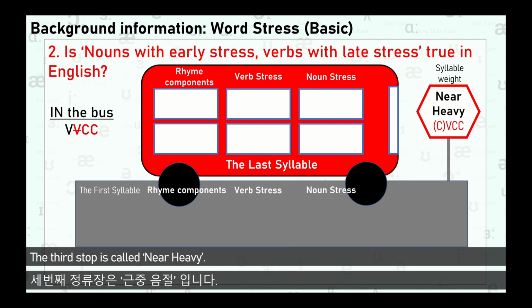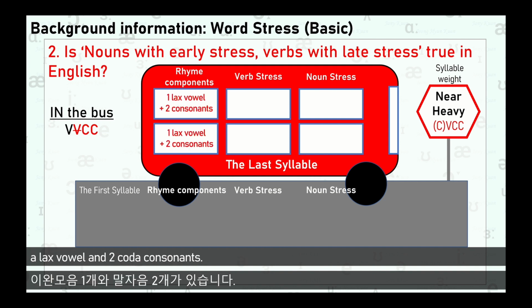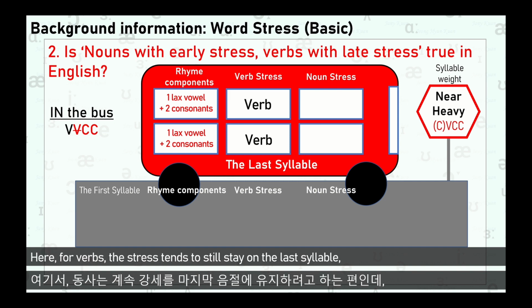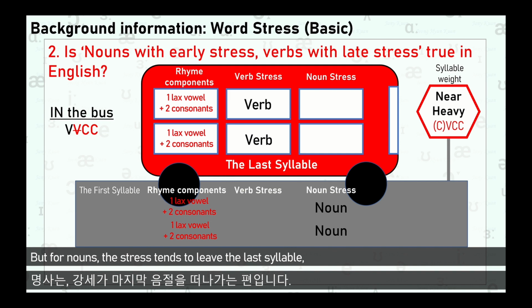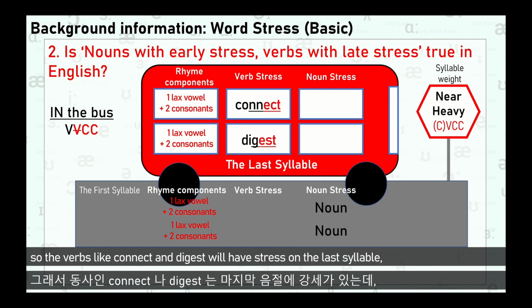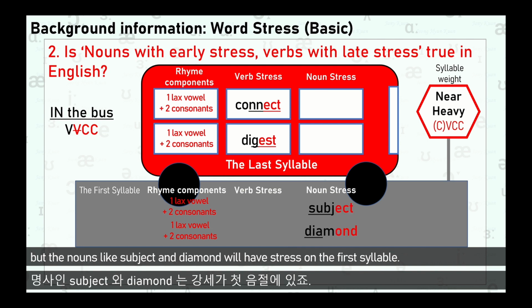The third stop is called near heavy. Rhyme components of the near heavy syllable can be a lax vowel and 2 coda consonants. Here for verbs, the stress tends to still stay on the last syllable, but for nouns, the stress tends to leave the last syllable. So the verbs like connect and digest will have stress on the last syllable, but the nouns like subject and diamond will have stress on the first syllable.